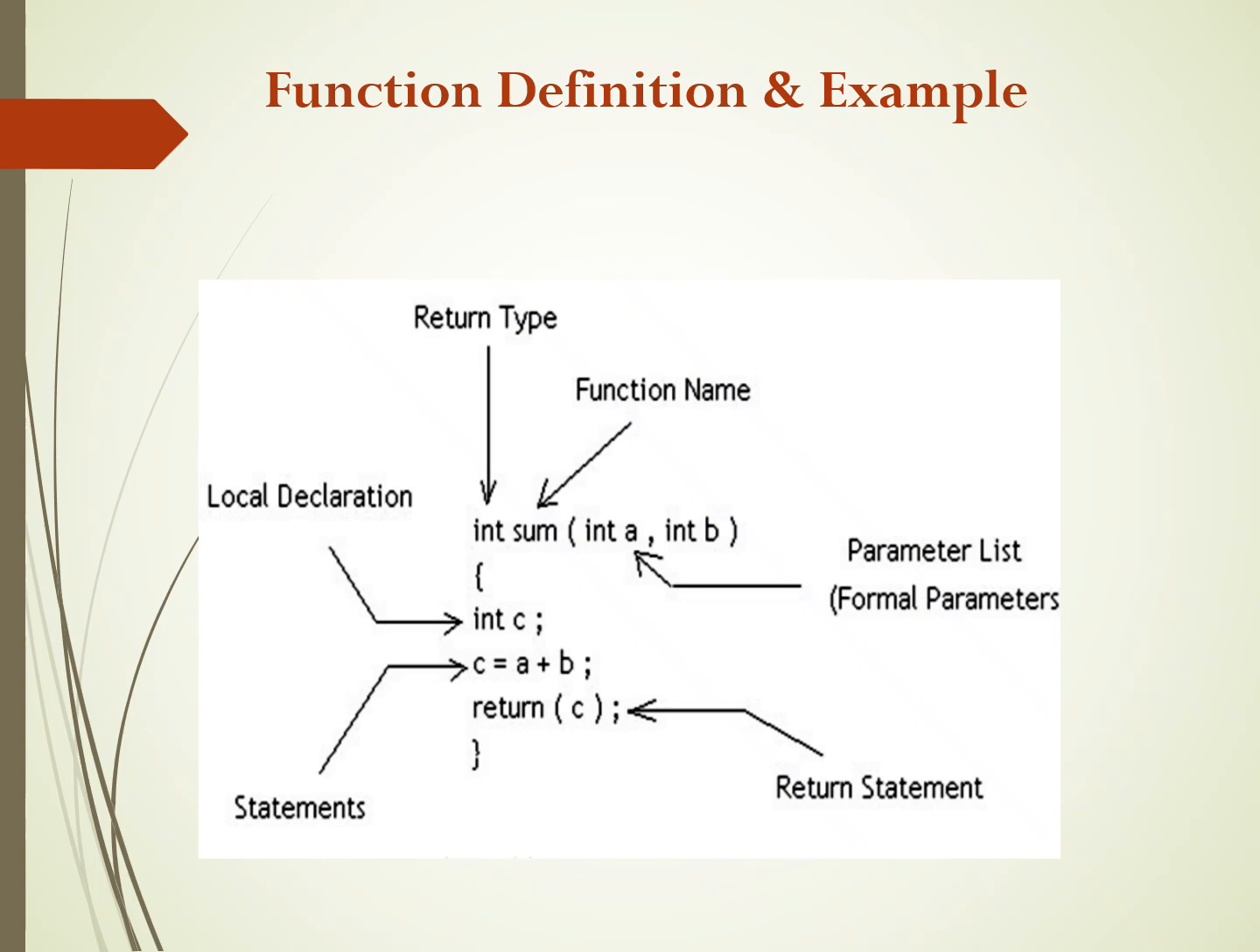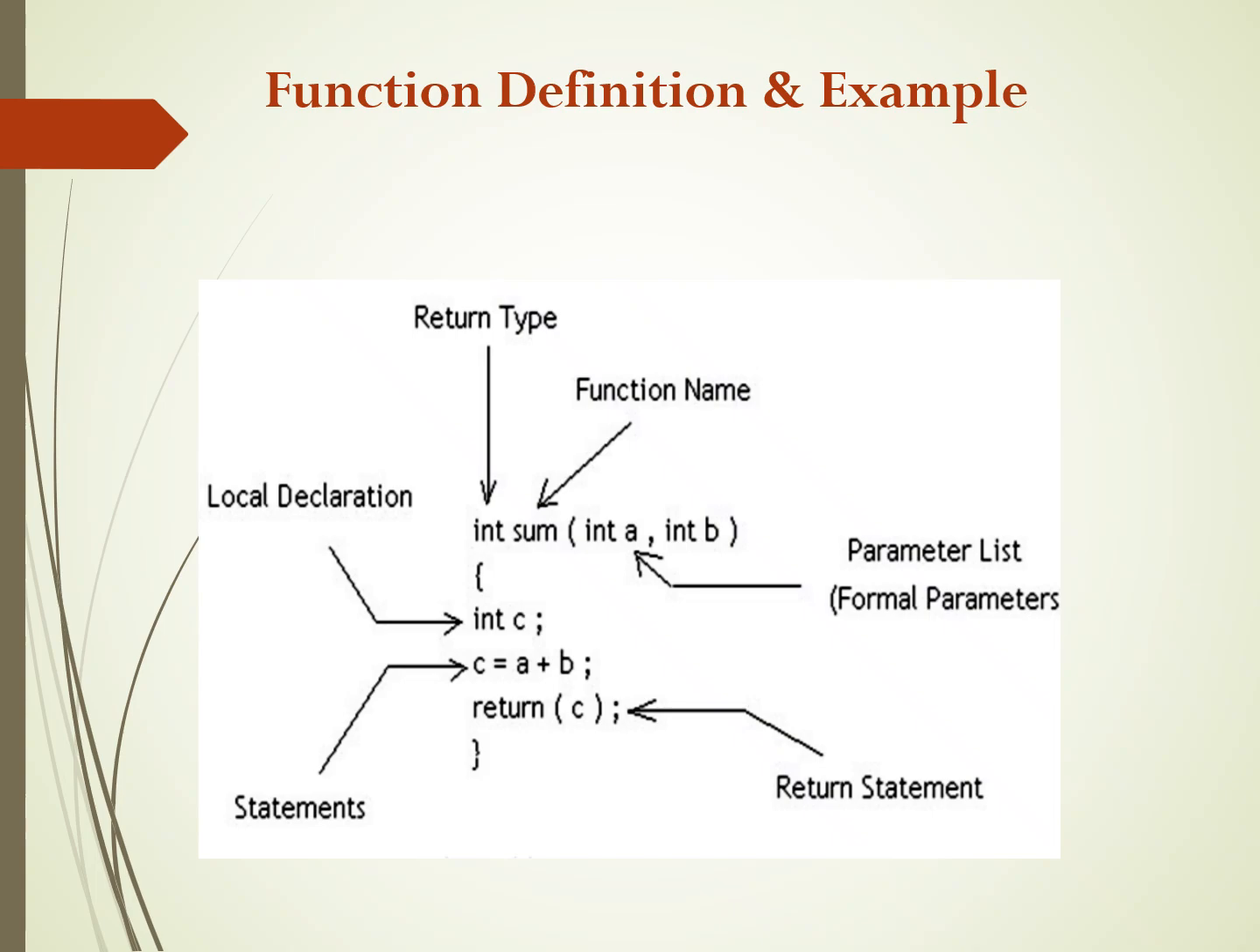Next is the function name, which is sum, and in brackets we write down the parameters which we want to pass to the function. Here we pass the two parameters a and b of type integer. After the parameter list comes the function body. Inside the function body we declare one variable c, which is of type integer. This is a local declaration. The variable c is created only for use inside the function and cannot be accessed outside it.